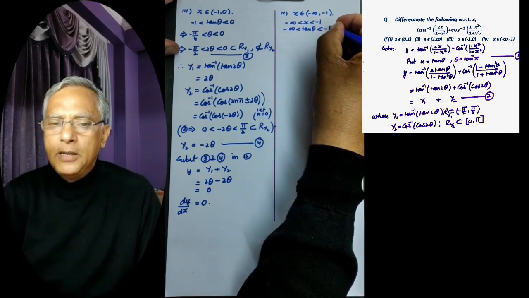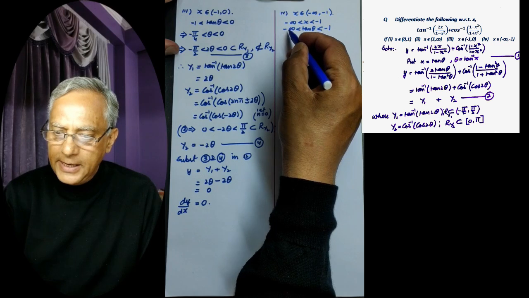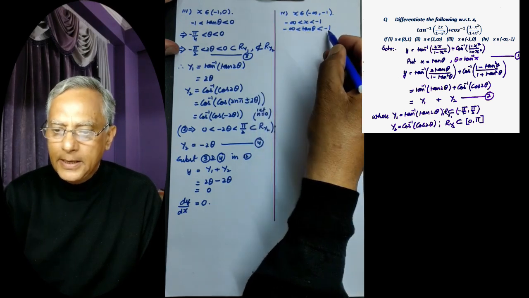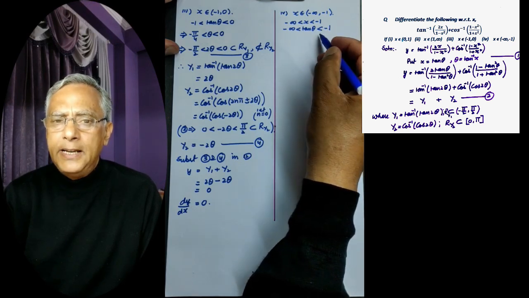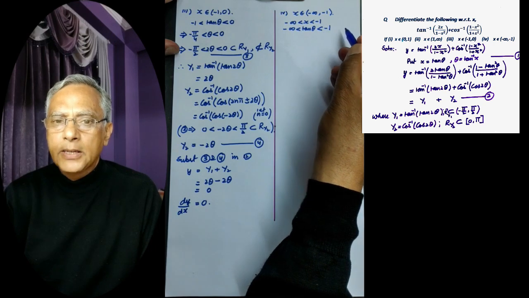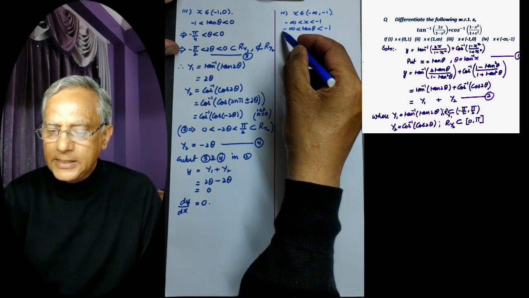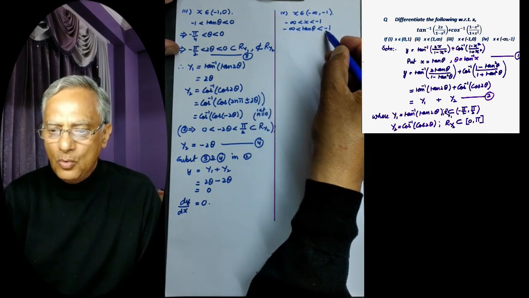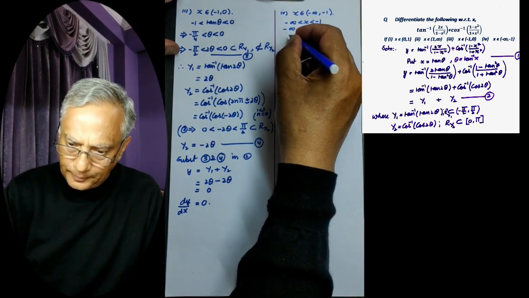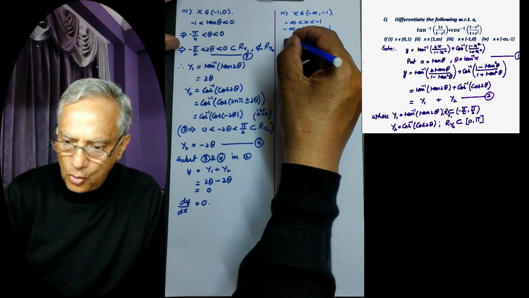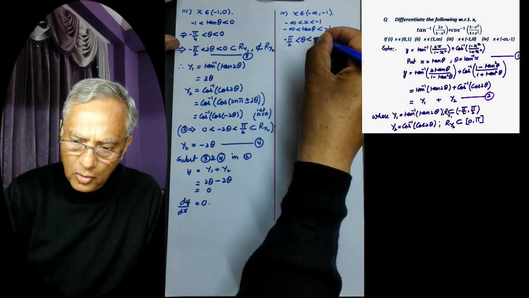Now tangent is minus infinity at minus pi by 2. Tangent of minus pi by 2 is minus infinity, and tangent of minus pi by 4 is minus 1. Tangent of minus theta is minus tangent theta. Therefore tangent of minus pi by 4 will be minus tangent pi by 4, and tangent pi by 4 is 1. So we will have minus 1. And therefore we can write this as minus pi by 2 is less than theta is less than minus pi by 4.